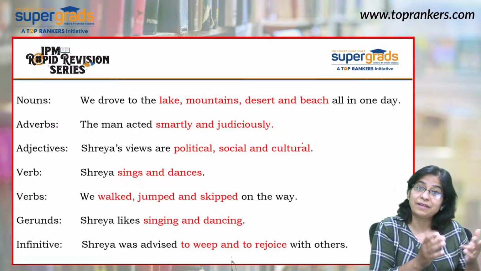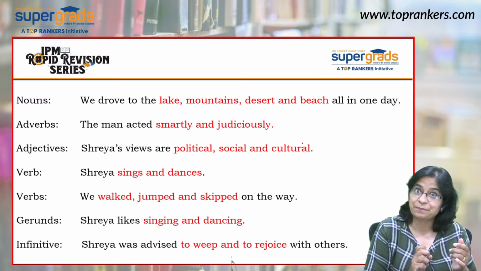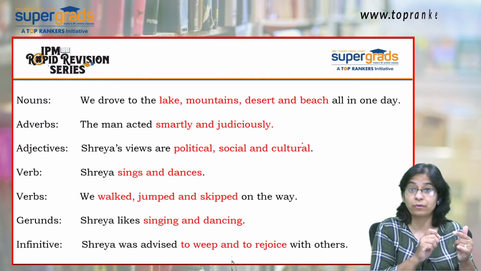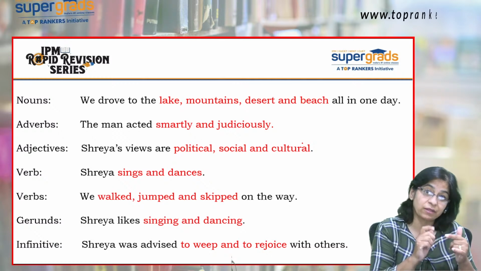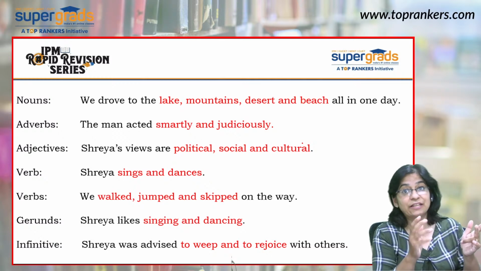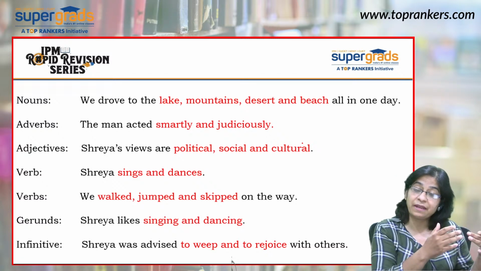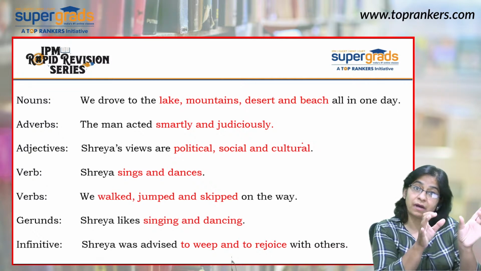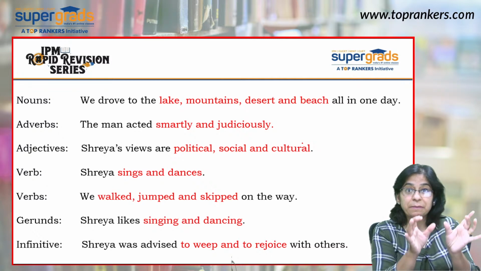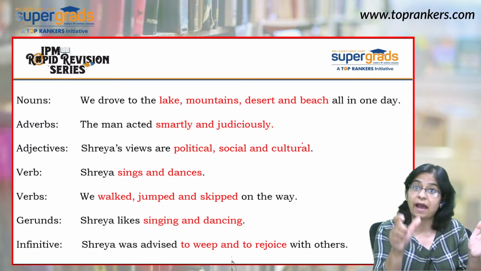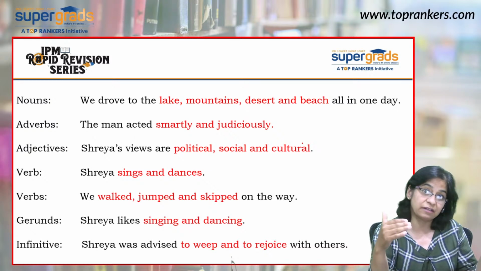Let's say I want to place some adverbs in the sentence. Now, what are adverbs? Adverbs are those words which tell you more about the verb. In other words, they modify the verb of a sentence. So, the man acted smartly and judiciously. Now, how did the man act? He was smart and he was judicious. I've used the words smartly and judiciously, that is, both adverbs in the sentence to maintain a parallel structure.